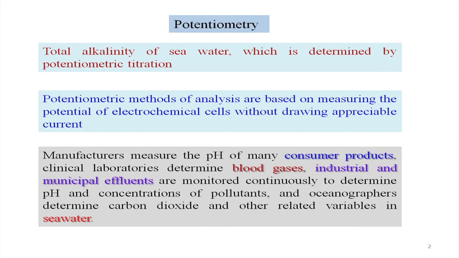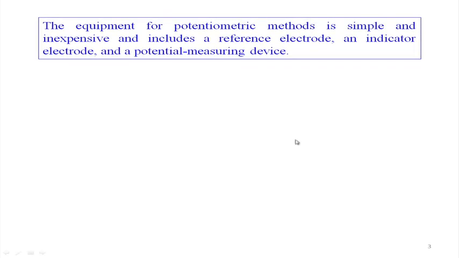And people who are dealing with oceanic activity, that means oceanographers, determine the amount of carbon dioxide and other related variables dissolved in the sea water. So, how much your sea water is contaminated can be determined by this particular type of titration, which we consider as potentiometric titrations.